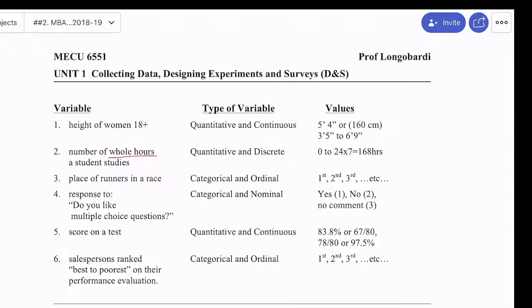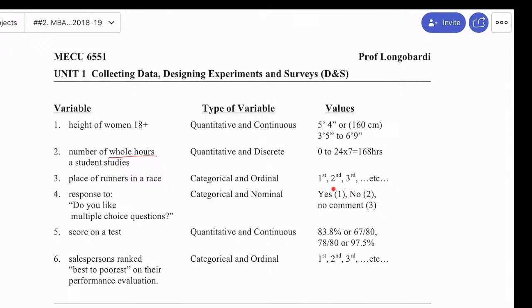Averaging of numbers is reserved for quantitative variables as a meaningful measure. Place of numbers in a race is categorical and ordinal. A variable like this, where it's a response to "Do you like multiple choice questions?" A person can respond yes, no, or no comment. Let's say those are the options.